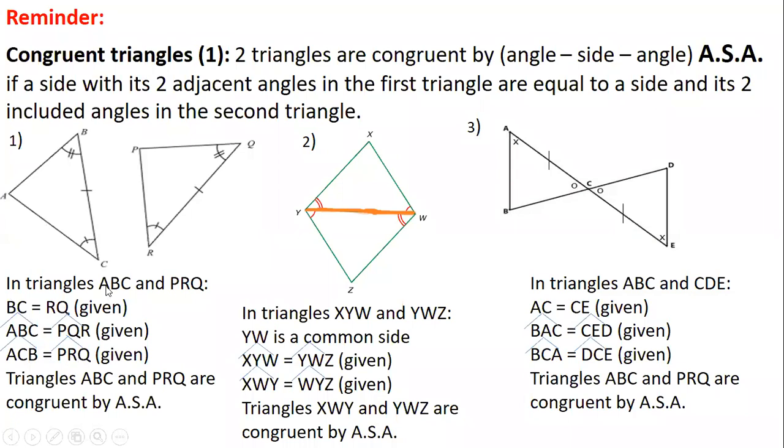So I wrote the starting sentence. I wrote the elements given. Now we still have to write the ending sentence, which is, read Zainab, please. Triangles ABC and PRQ are congruent by ASA. That's it. Here I didn't write the homologous elements because I wanted to revise with you the starting sentence, the elements given, and the ending sentence.